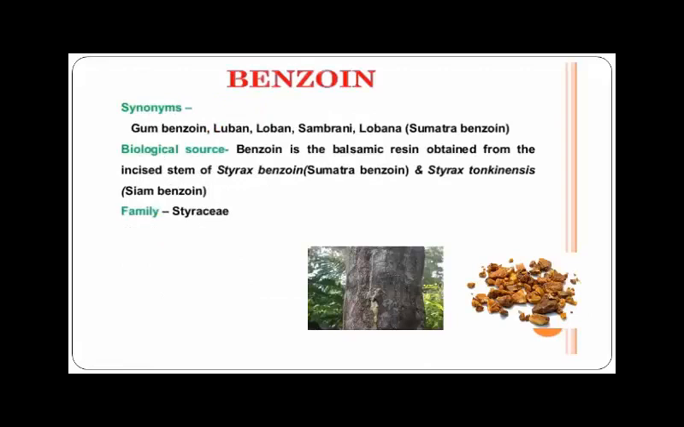The next drug we have is benzoin, which is also called gum benzoin, luban, sumbrani, lubana, Sumatra benzoin, and it is obtained from the stem of Styrax benzoin, which is called Sumatra benzoin, and Styrax tonkinensis, which is called Siam benzoin. It is obtained as natural resin by incising the stem of Styrax benzoin or Styrax tonkinensis. These belong to the family Styracaceae.